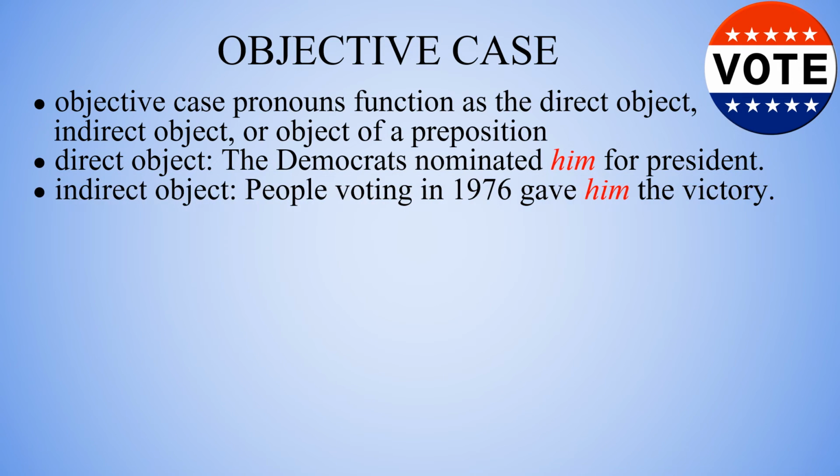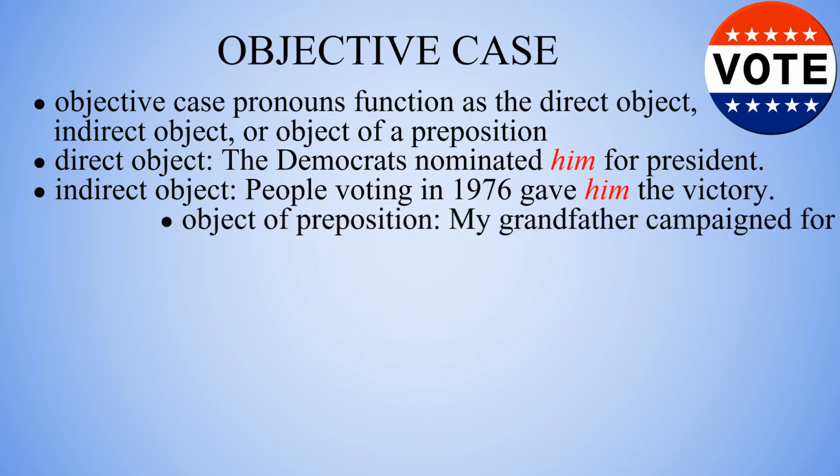Our next example, people voting in 1976 gave him the victory. The objective case pronoun him functions as the indirect object of the verb gave. The direct object is victory. The indirect object is him.